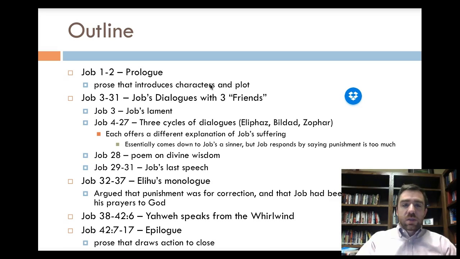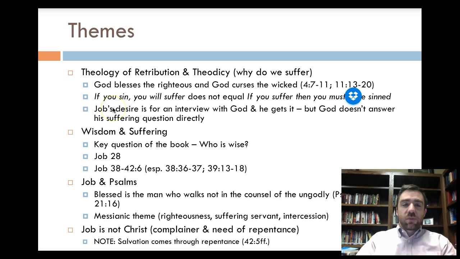Job is, in most of the book, dialoguing with three of his friends. And so the question is, who is wise? Is it Job who's wise? Is it the friends who are wise? Or is it God who's wise? And really, at the end, it's God. We're still looking for a perfectly wise man.